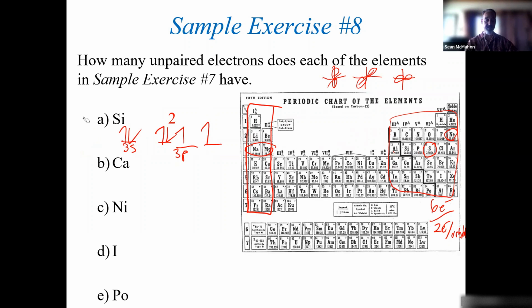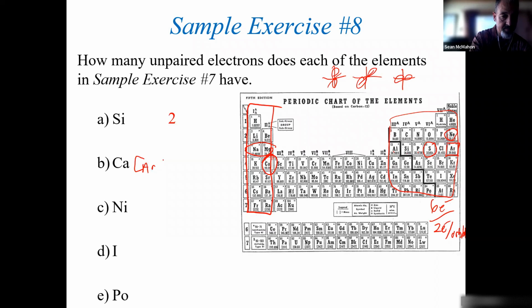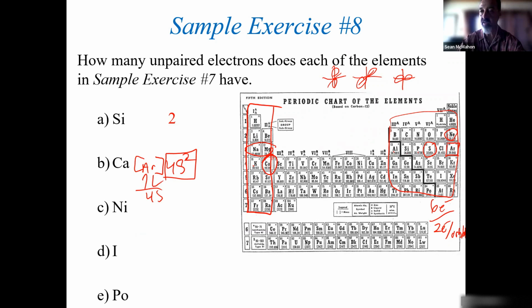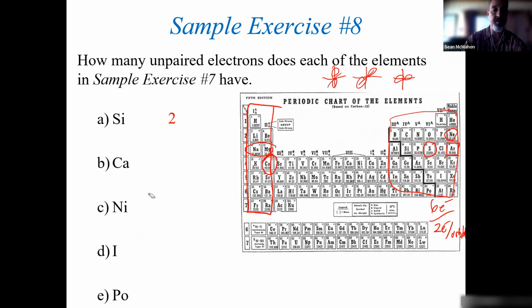So if I was to do it for calcium, if I look at calcium, it's right here. Noble gas, I would go to argon. So it would be argon. What position is it in? 1, 2, 4s2. If I was to draw the orbital diagram, I'm only looking at the valence shell. There's only 1 4s orbital, so 1, 2. There's no unpaired electrons for that. So that should be 0.